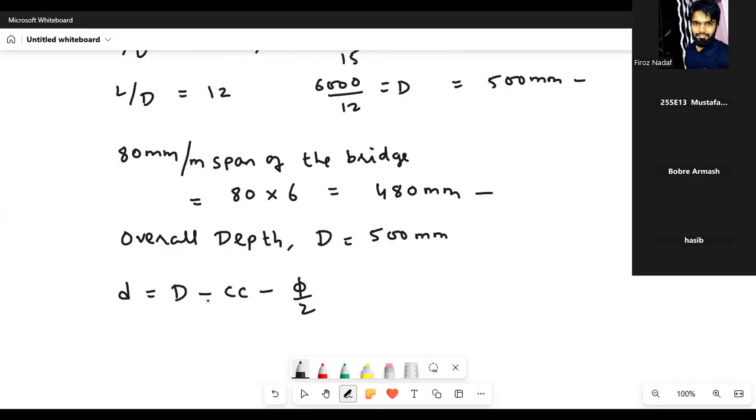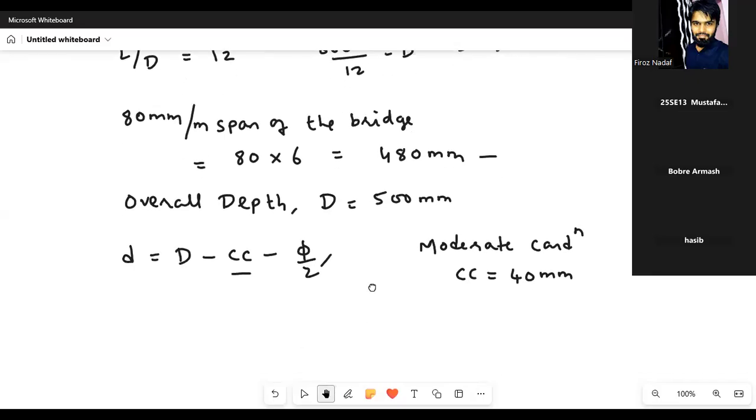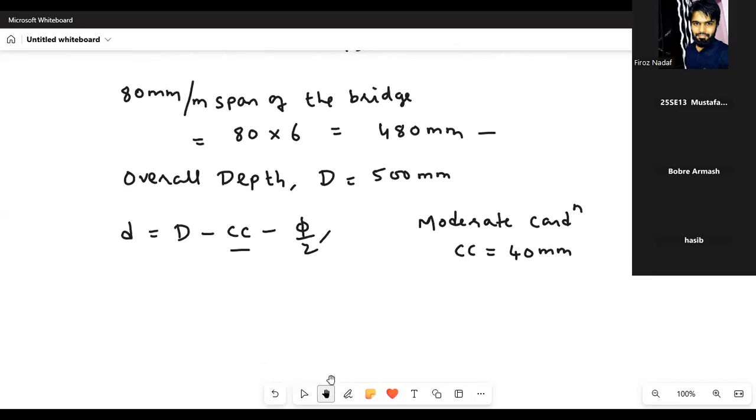So you know the capital D, you have just calculated, and you need to decide what is your clear cover based on the exposure condition. And you also have to assume the diameter of the bar, and you will get half of the diameter of the bar. Okay. So what I will do, I will assume the exposure condition as moderate. And for the moderate condition, the CC will be equal to 40 mm.